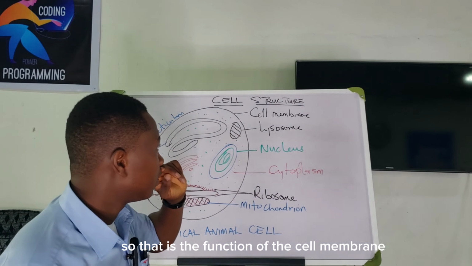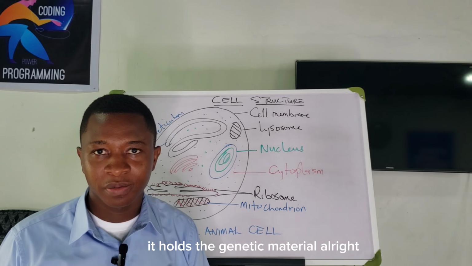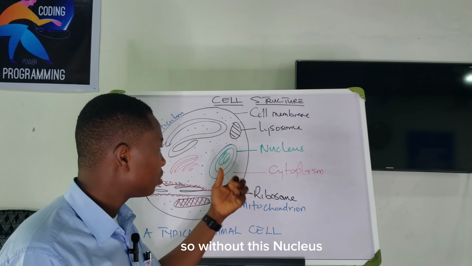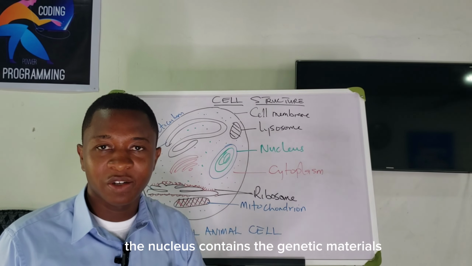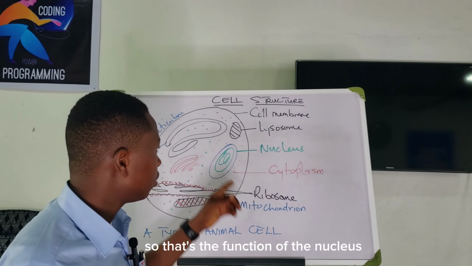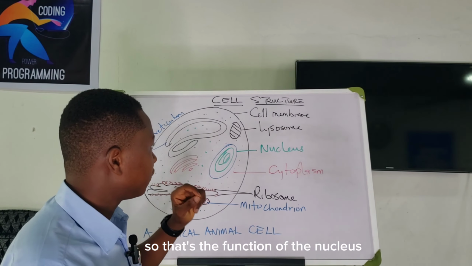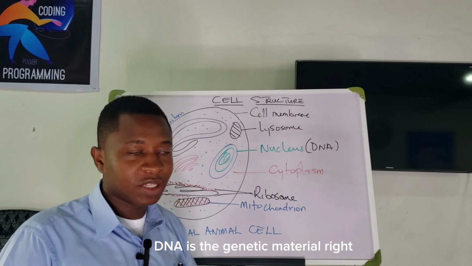Let's move to the nucleus. Now, the nucleus is one of the most important organelles in the cell. What's the function of the nucleus? It holds the genetic material. Without this nucleus, this cell cannot replicate itself. Reproduction cannot be possible without the nucleus. The nucleus contains the genetic material that is passed from parents to offspring. So that's the function of the nucleus. And the genetic material is also known as the DNA. For those that don't know, the DNA is the genetic material.